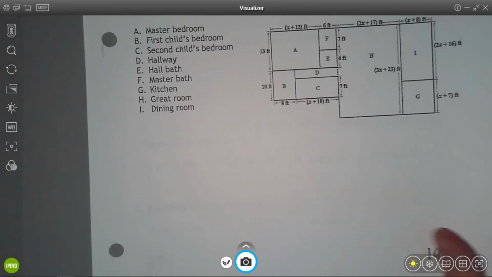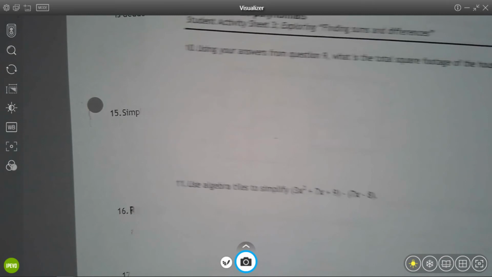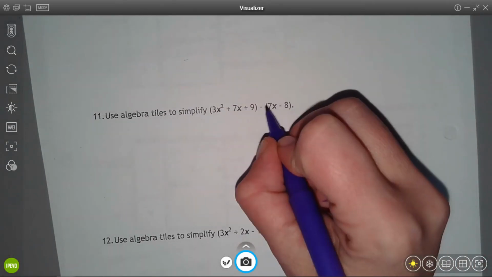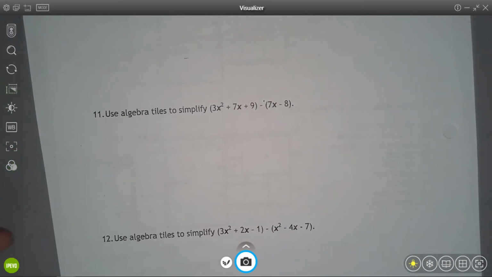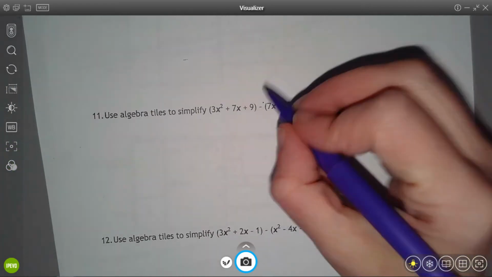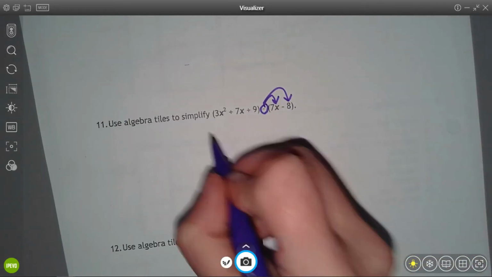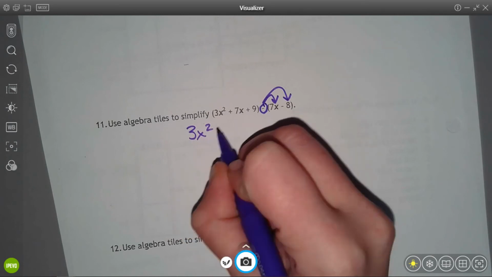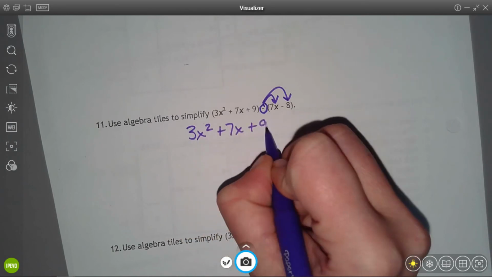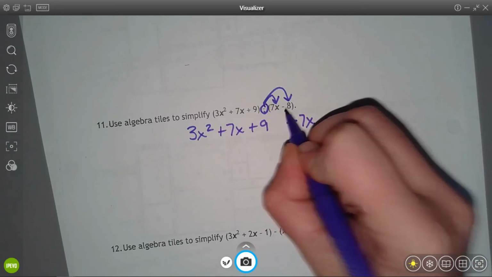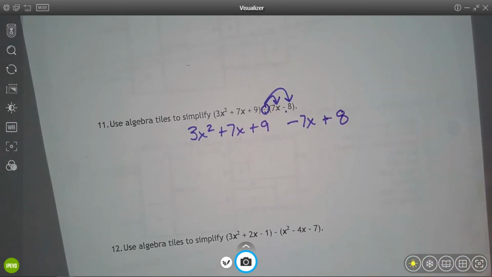And then we're going to skip through these problems here. We're jumping on to, careful now, this is difference. So with this, guys, one of the things I tell my students right off the bat to do is we're going to take that negative and distribute it to those things behind. So I end up with 3x squared plus 7x plus 9 minus 7x and then plus 8.